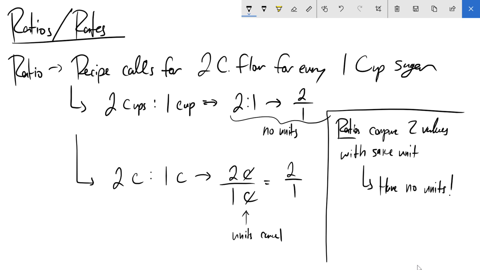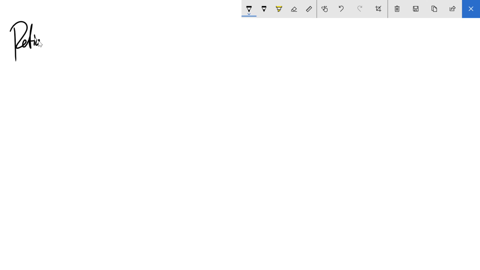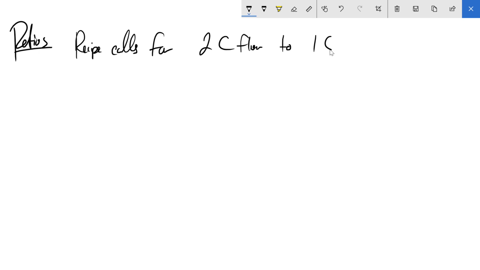I'll wait till you guys write that down, because I want to elaborate on this a little bit. If we're dealing with ratios, and the recipe says that for 1 batch, it's 2 cups flour to 1 cup sugar, then the ratio here would be 2 to 1. But you don't have to stick to cups, right?